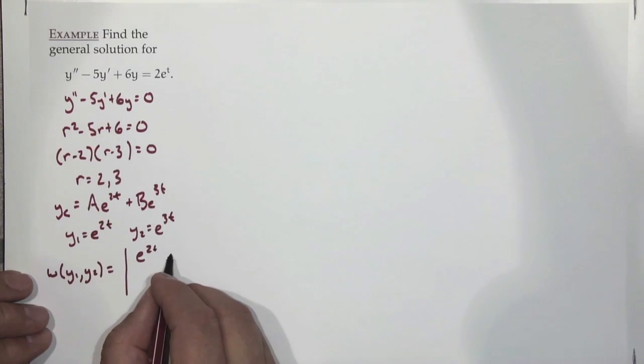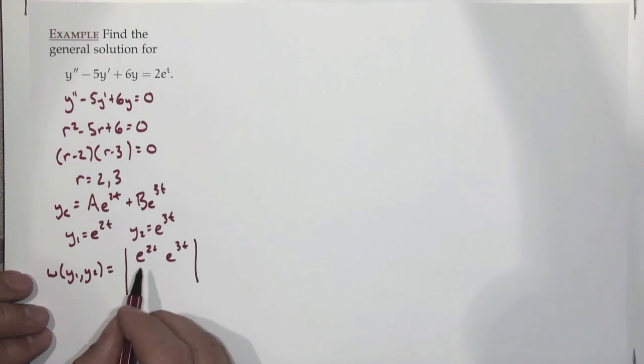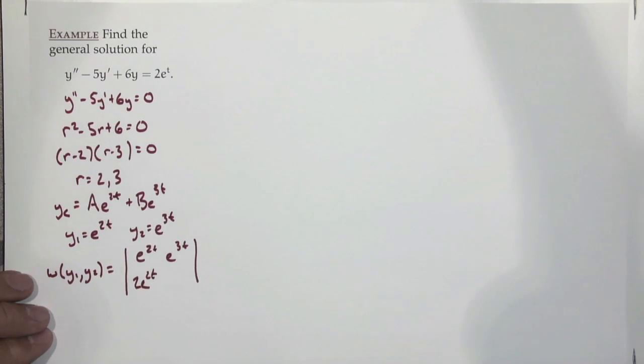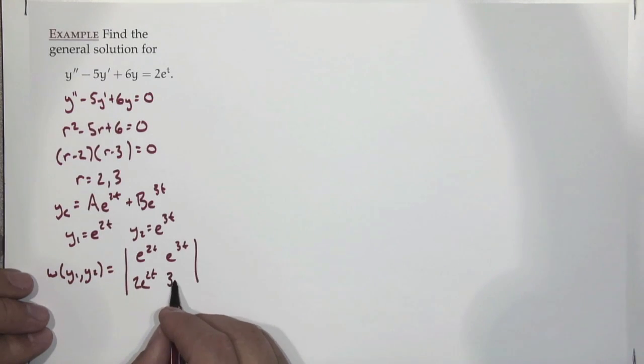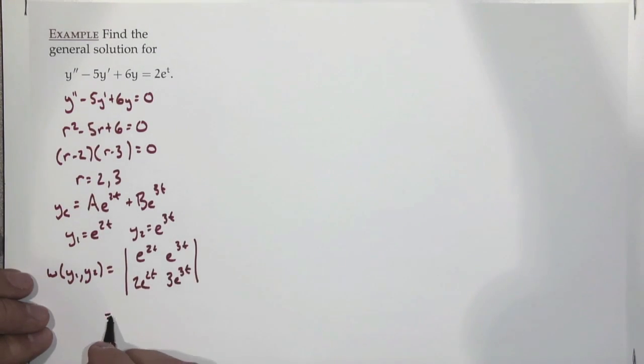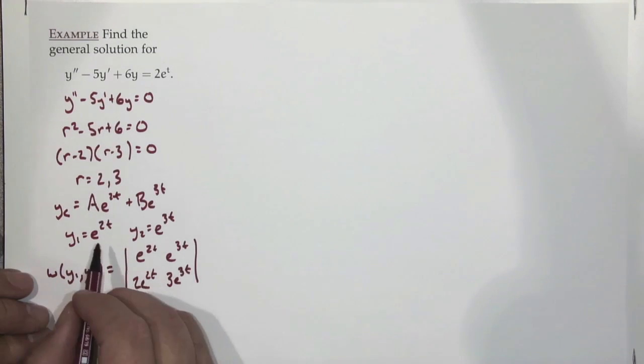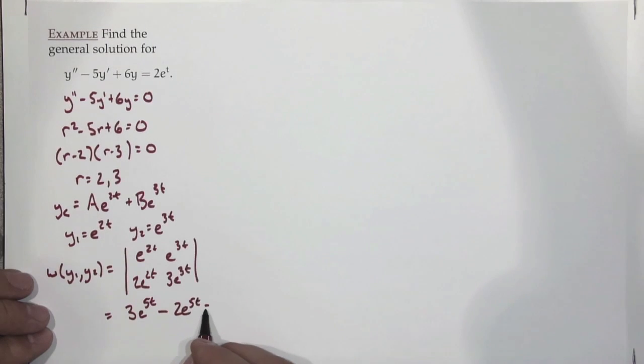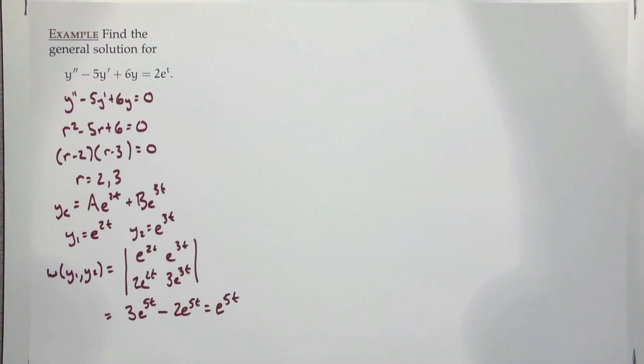All right, so we take our Wronskian. What's the determinant of e to the 2t, 2e to the 2t, e to the 3t, 3e to the 3t? So when we multiply, e to the 2t times 3e to the 3t is 3e to the 5t. Yeah, you add the exponents. Subtract 2e to the 5t, giving us a grand total of e to the 5t. Just one of them.